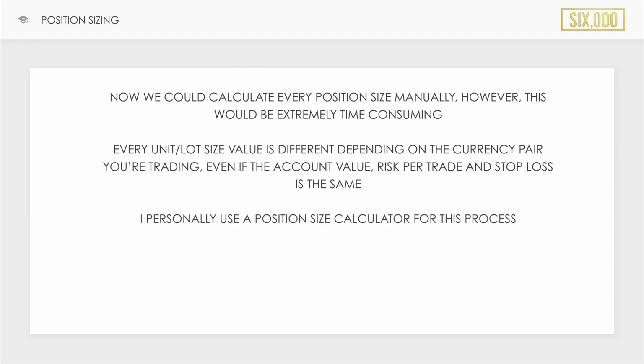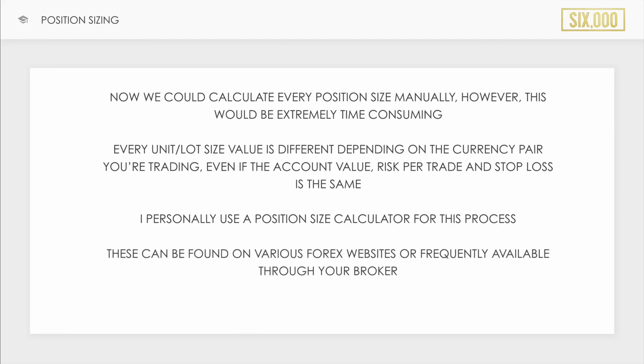I personally use a position size calculator for this process. I don't do it manually. If I can save even 2 minutes per day every single day, I'll change it. If I'm doing something manually and I can save myself time, I will make the change. And this is why I use all of these automated tools, because it makes your trading process that much quicker.